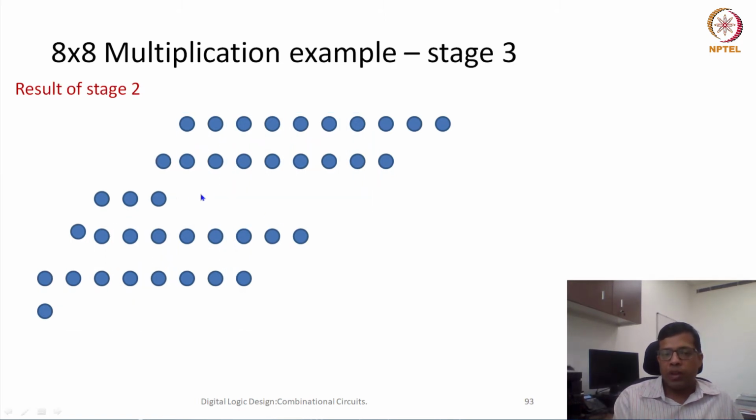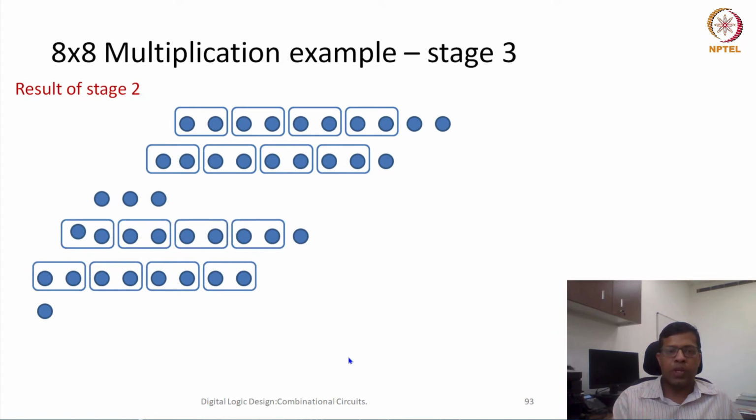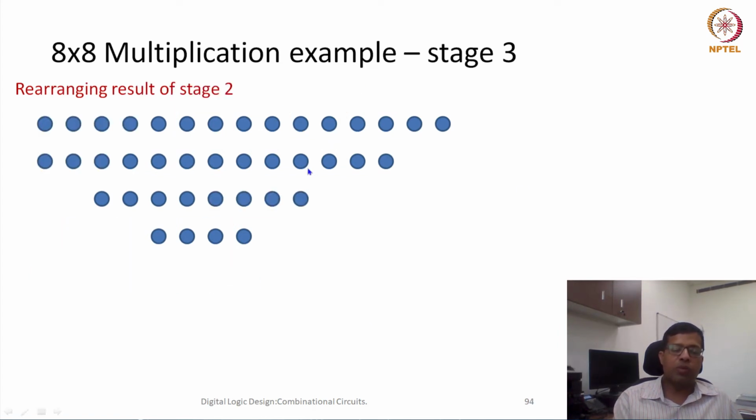So we have removed all of them. Similarly, this particular row is eliminated. Now this dot we can move upside. So after rearranging, this will become 4 rows. Now this is the result of stage 2. After this stage 2, again we can reapply our carry save additions.